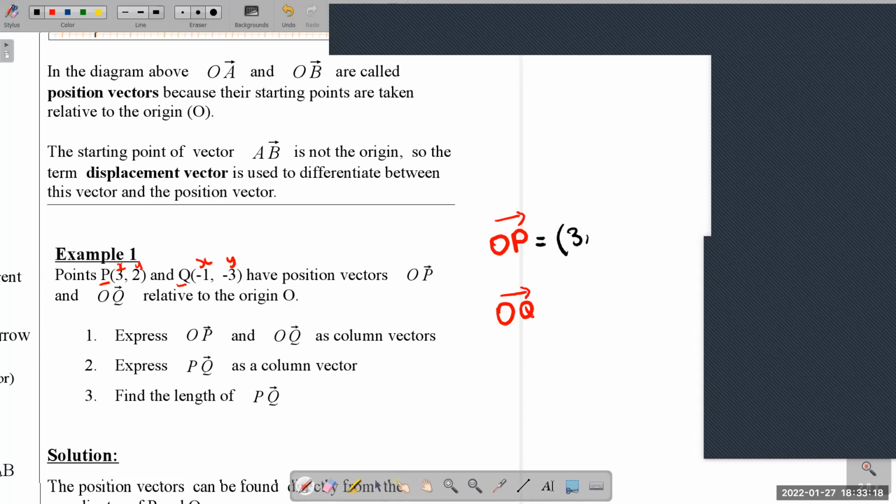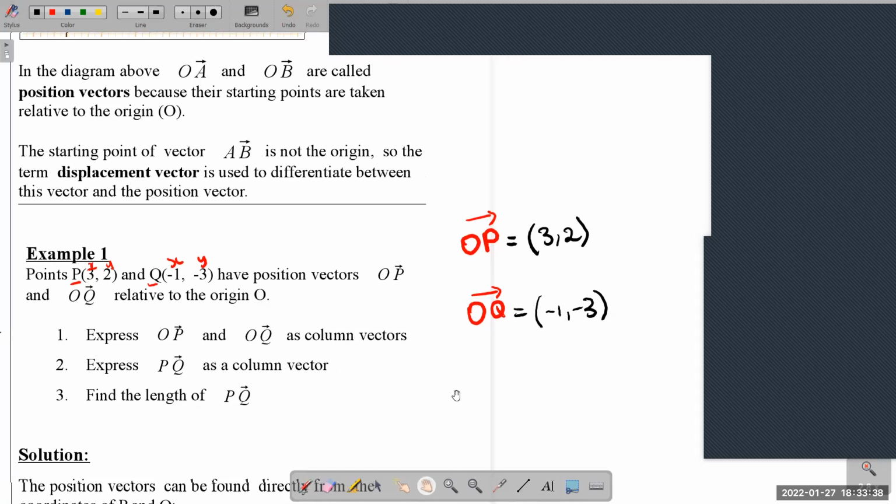Excellent. 3, 2. And what is the points for OQ? -1, -3. So if we want to represent this as a vector, and because we know it's a position vector, we use the actual points. How do we represent it now?